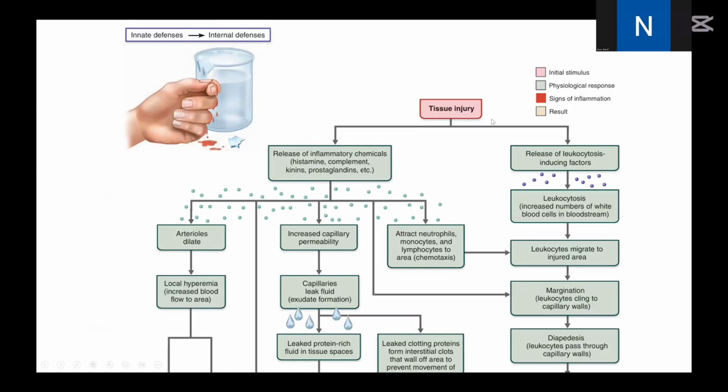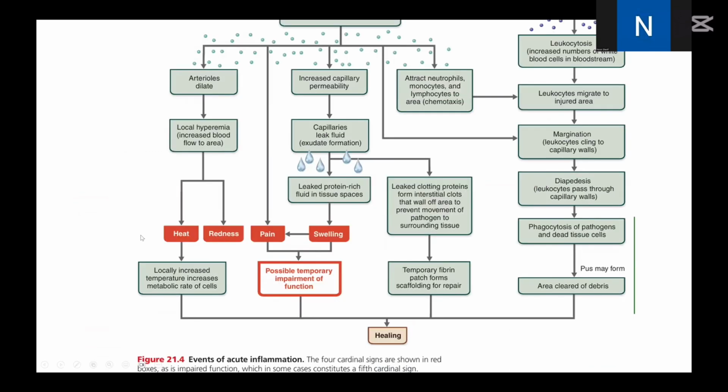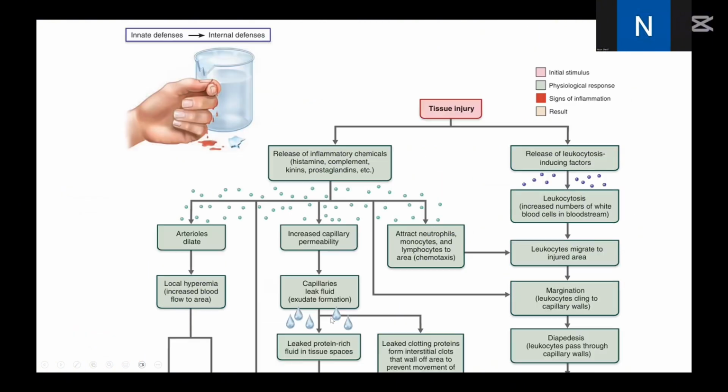So this part of the recording was cut. I'm going to summarize it in short. So a tissue injury is going to release some inflammatory chemicals that we have talked about in the other figure. That is going to allow the arterioles to dilate, which will cause local hyperemia, which will have increased blood flow to the area. And because of this hyperemia, we'll get two signs of inflammation, which is redness and heat. Now, this heat is going to increase the temperature in the area, and this increase in temperature will increase the metabolic rate of the cells, which will speed up the healing.